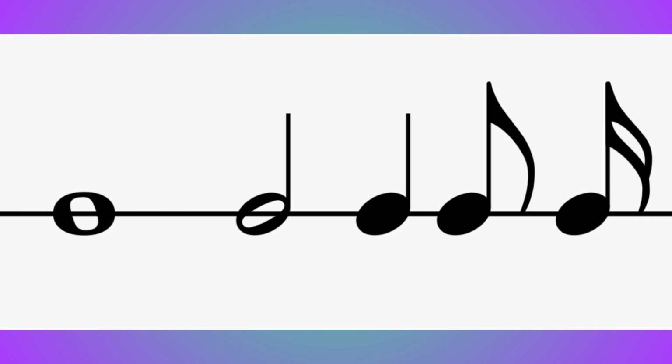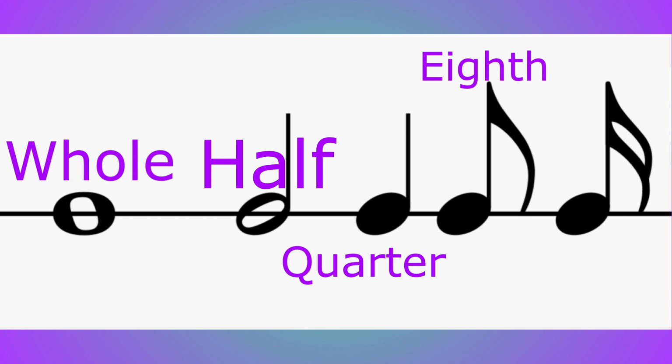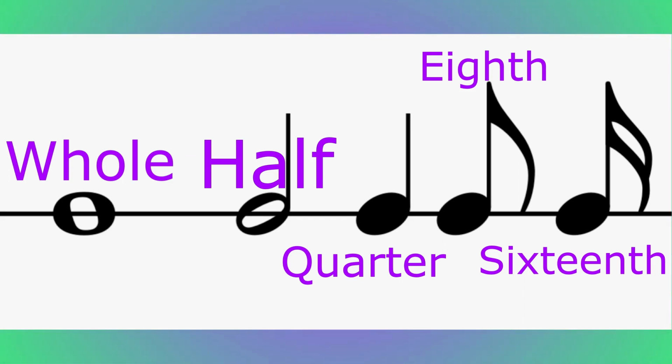First, we should talk about note names. Here are 5 different kinds of notes: whole note, half note, quarter note, eighth note, and 16th note. It is well worth your time to practice memorizing the names of each of these notes. The relationships between these notes is time signature independent, meaning it will always be the same no matter what time signature you are playing in.